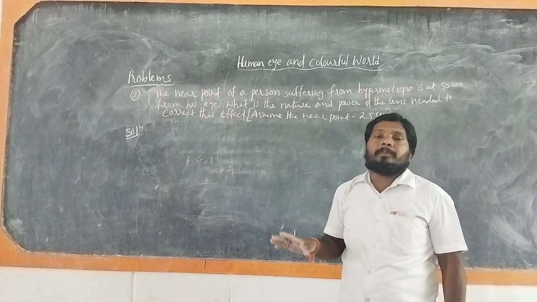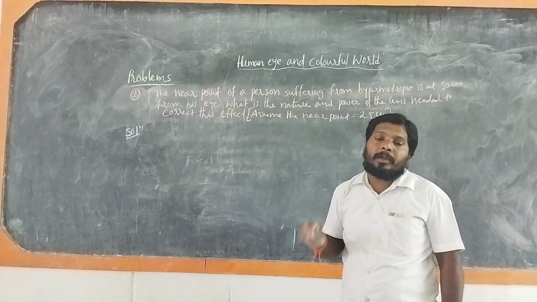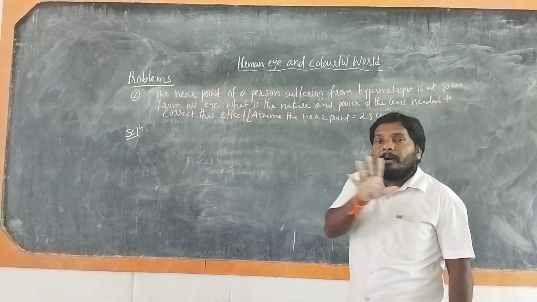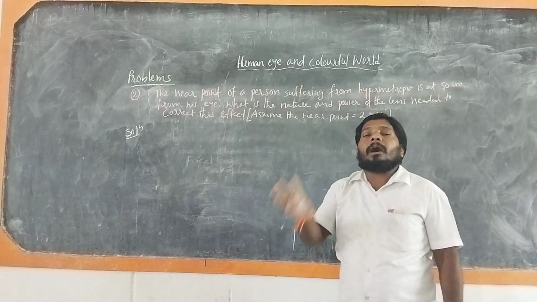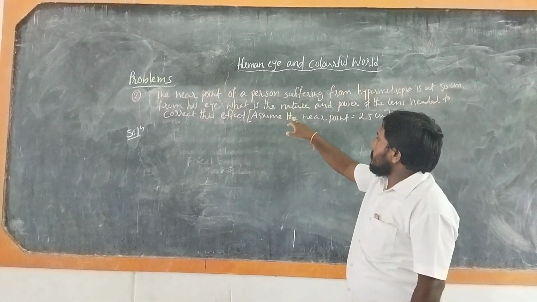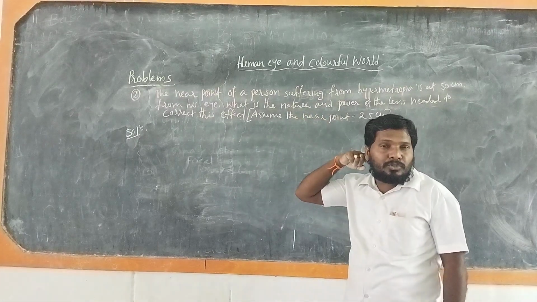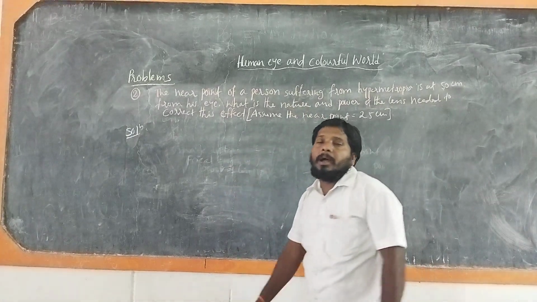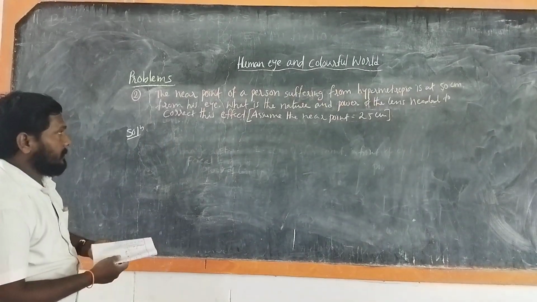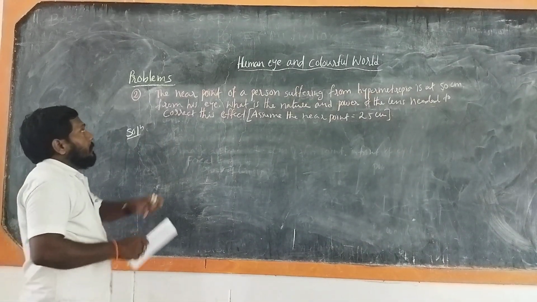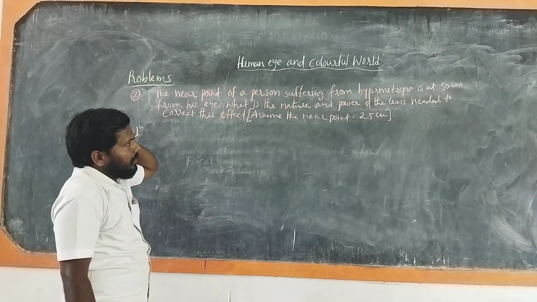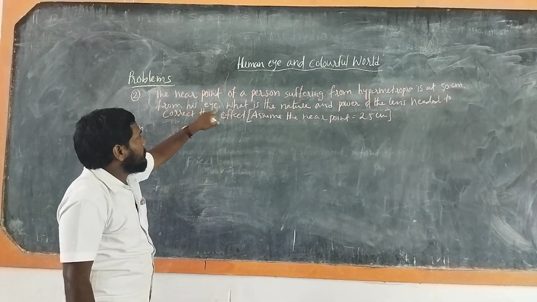To rectify the problem of hypermetropia, what type of lens do you have to use? Convex lens. So the nature of the lens used to rectify this problem is a convex lens. The near point of a person suffering from hypermetropia is at 50 centimeters from his eye.